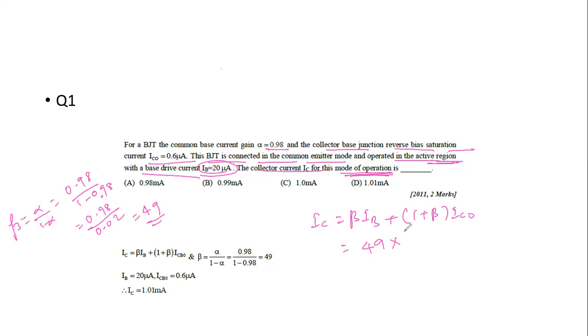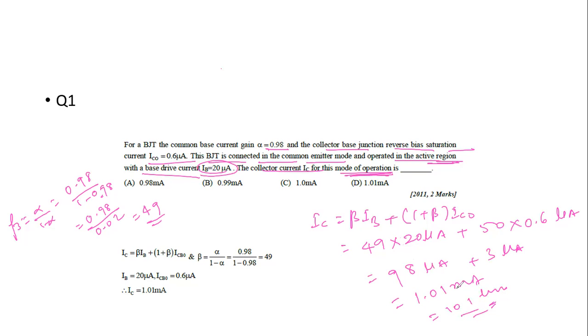IB is 20 microampere, plus (1 plus beta), which is 50, times ICBO, and ICBO is 0.6 microampere. So this is 980 microampere plus 30 microampere, which is 1010 microampere, that is 1.01 milliampere. So the answer is D. Option D is the right option. Now come to the next question.